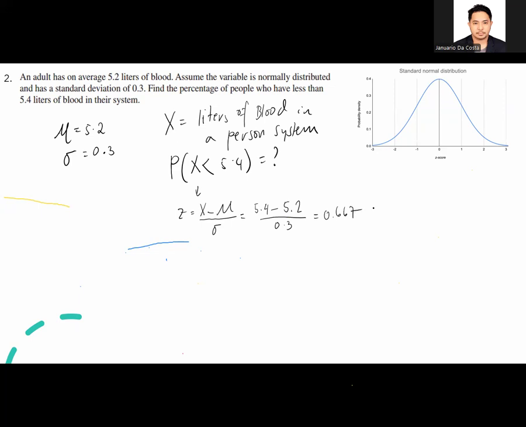0.667. Mine just says 0.666. You rounded it to 0.667, then it's the same value, right? Round it to three significant figures.